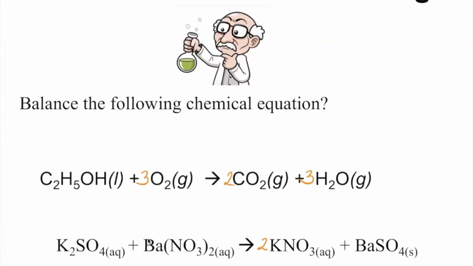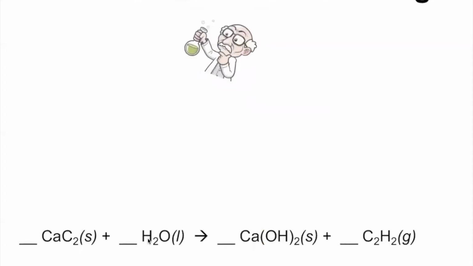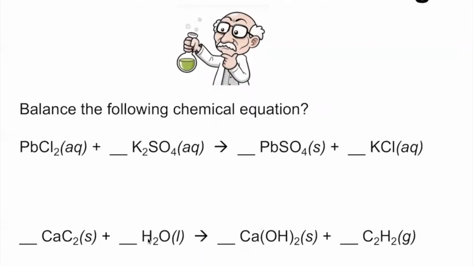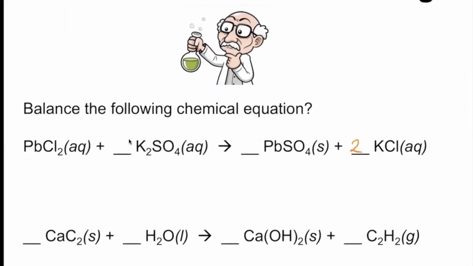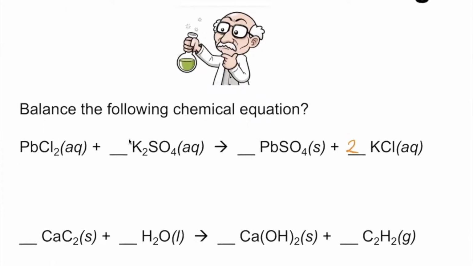Here's another equation for you to practice. For this equation, you should only have a 2 in front of potassium chloride. And for the bottom, you should have a 2 in front of water. Notice here, you're going to have to break hydroxide because it's not on the reactant side.